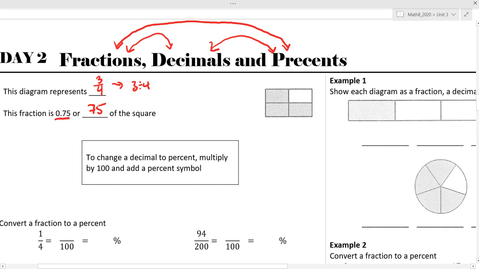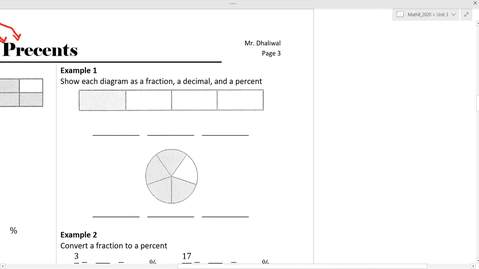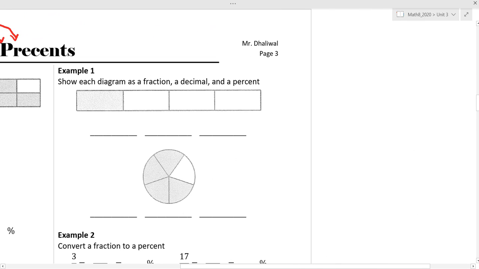Let's take a moment here and have you do example 1. Look at these diagrams. Give me the fraction that the diagram represents for the shaded area. Give me the decimal. Give me the percentage. You've got 2 diagrams. All right, so let's do this. What's the first fraction?